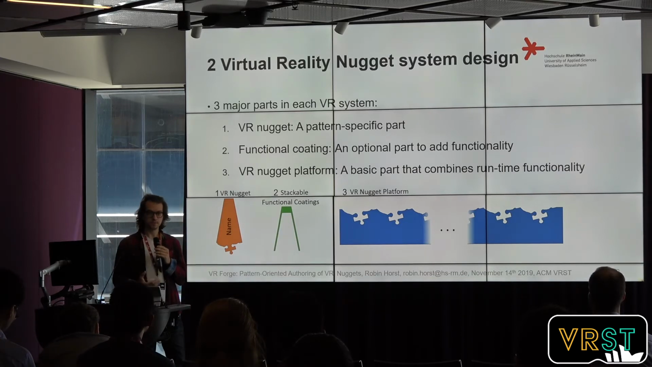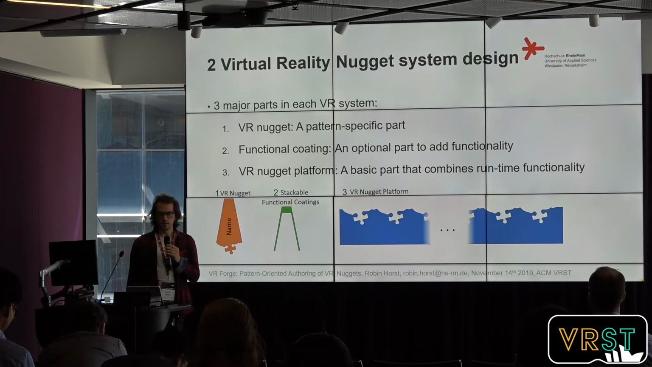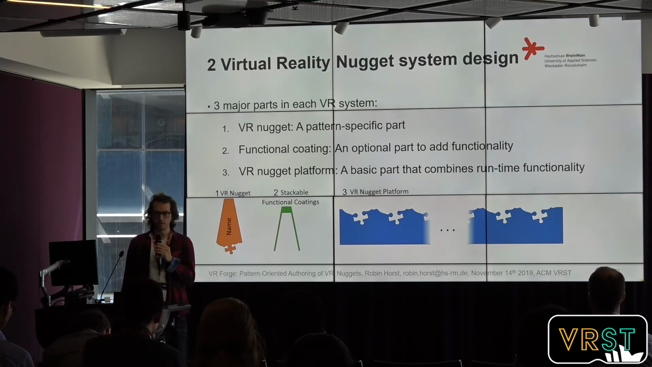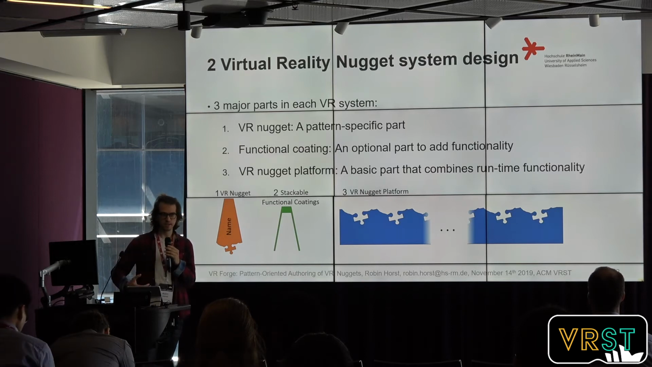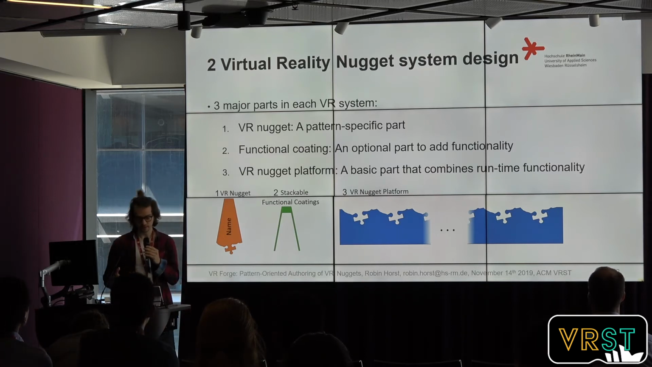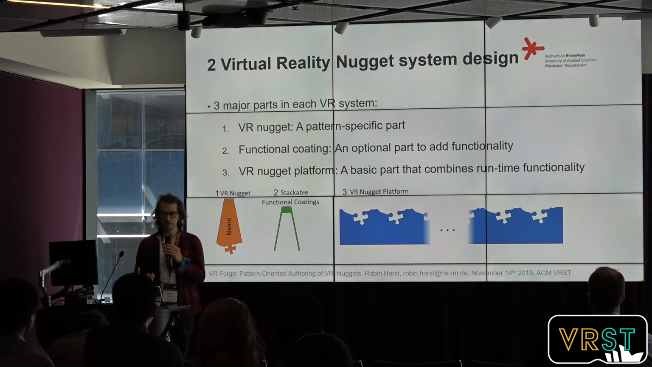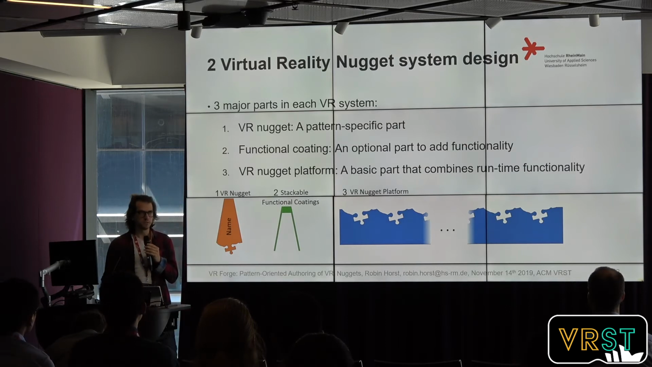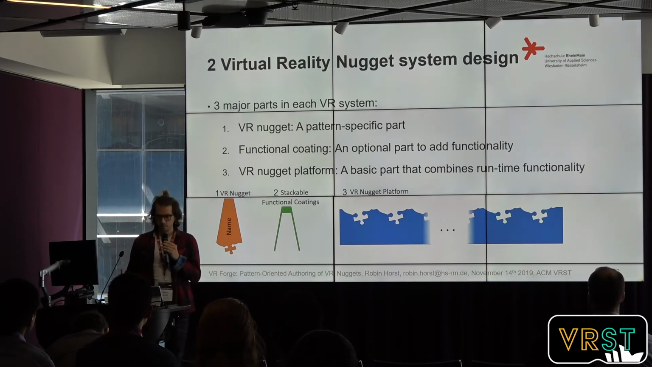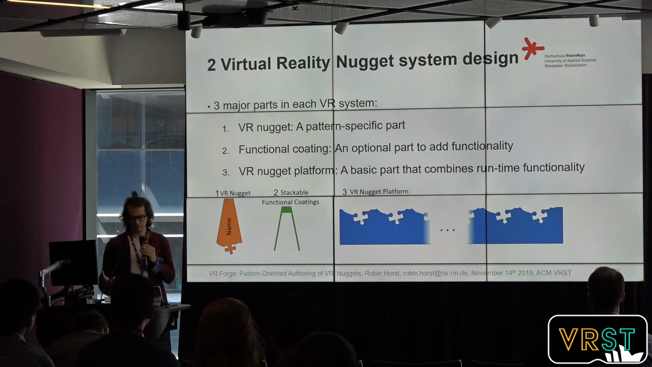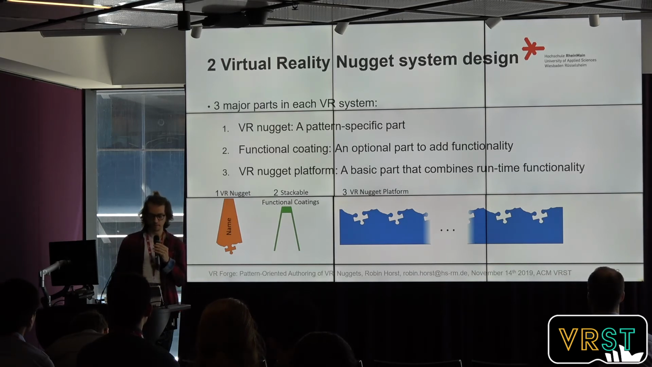In each VR system we conceptually distinguish three major parts which we handle separately. The first part is a specific part that we call the VR Nugget. The second part is an optional part that can add functionality, called functional coatings. The third part is a very basic part that combines all the remaining runtime functionality that a VR system needs, like asset management, rendering, data handling, etc. Basically all that the domain experts might not want to come in contact with. We call this part the VR Nugget platform.